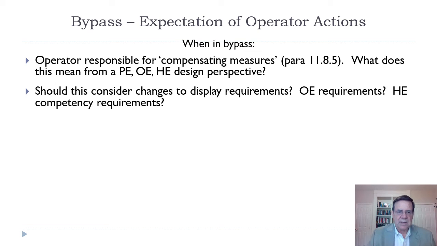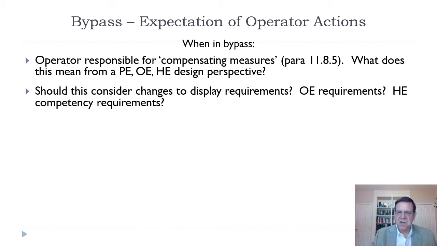So now we look at what the standard requires in terms of bypass design, and it's using the word compensating measurements, which really is a euphemism that doesn't have a meaning from a design perspective. So the question is what should happen from a PE, OE, HE design standpoint. If you were considering it from a holistic design process, would that change design display requirements, OE requirements on, say, knowledge?